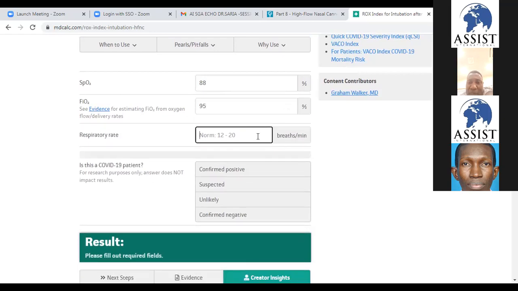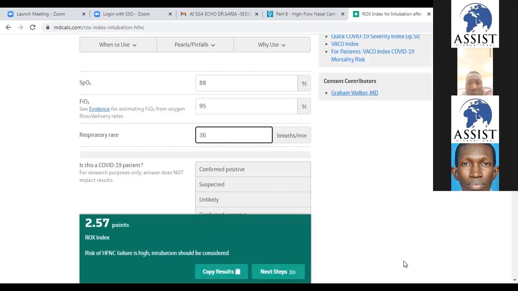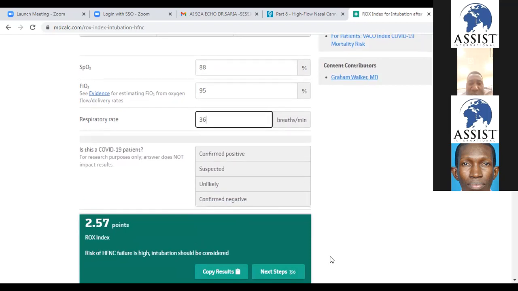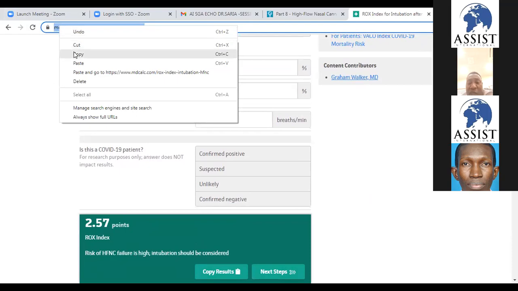95%. Yes, and then the patient is breathing at 36. Remember, initially it was 28, current is 36. Can you just put 36 there? So you can see the ROX index is 2.57 points. So what does it mean? There is a risk of high flow nasal catheter failure, and this patient needs intubation. You can see from the recommendation there, the risk of high failure is high.